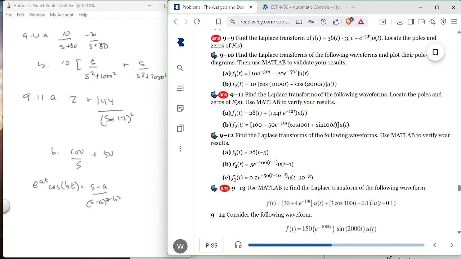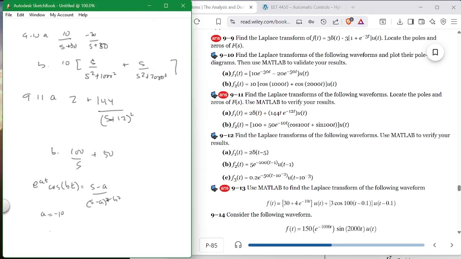Okay, so here is 50, then it's e to the minus 10t. So what is A equal to? A is equal to minus 10, right? Write it down. Okay, A is equal to minus 10. Does everybody see that? By that rule, e to the AT, e to the minus 10t, A is minus 10. And then you also write down B, which is what? 100. Okay?